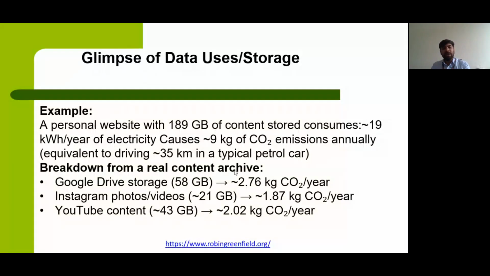Yeah? And there's one more thing that I want to focus on. The Google Drive storage. We used to store some data on Google Drive so that we can access it from anywhere. So about 58 gigabytes of data generates about 2.75 kilograms of CO2. Then Instagram photos and videos, 20 GB of these on social media platforms causes about 2 kilograms of CO2 emissions per year.